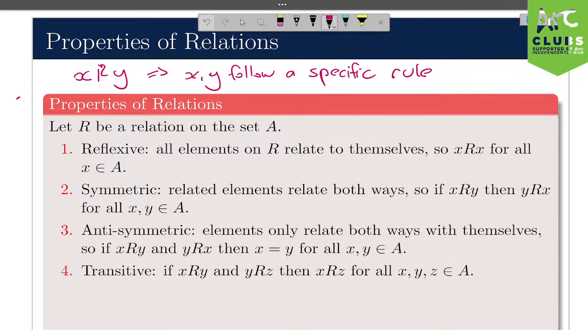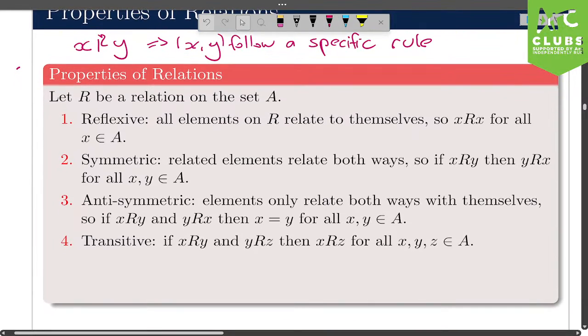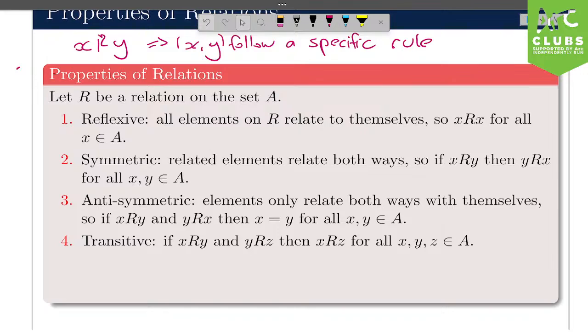Note that when we say x R y, the order matters, so I should specify that it is an ordered pair. Anyways, here are some named properties of relations. You can read it, but I'll go through it anyways. We say a relation is reflexive if all elements relate to themselves, or x R x for all x in your set. It's symmetric if x relating to y implies that y relates to x for all x and y in your set A.